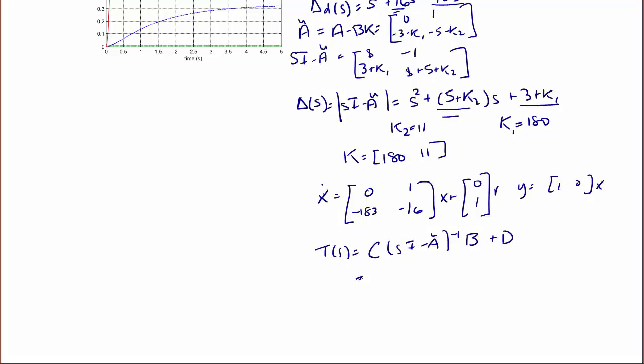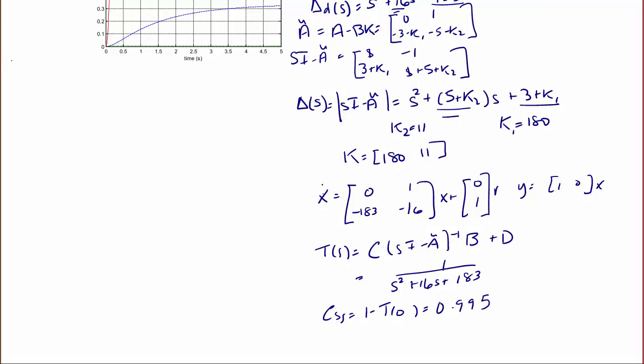And we get that the transfer function is 1 over s squared plus 16s plus 183, which was the characteristic equation we found before. So our steady state error is 1 minus T(0), which equals 0.995, which we actually are able to see here on our graph by the fact that the green line was so close to the 0. So now let's do the integral control to see if we can correct this steady state error.